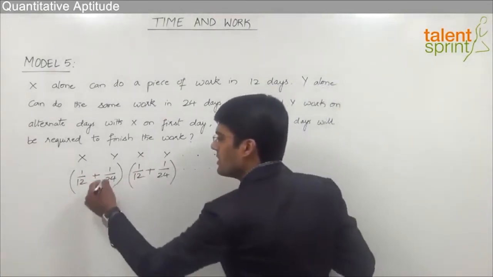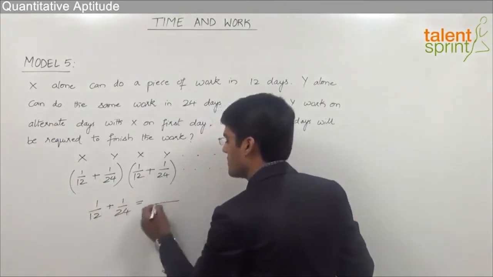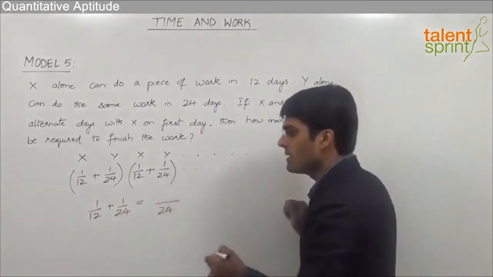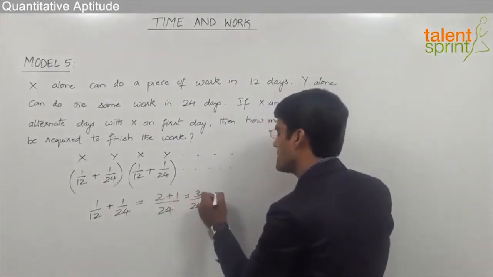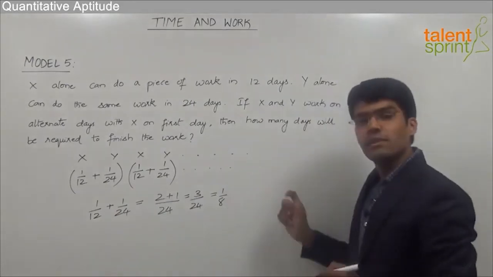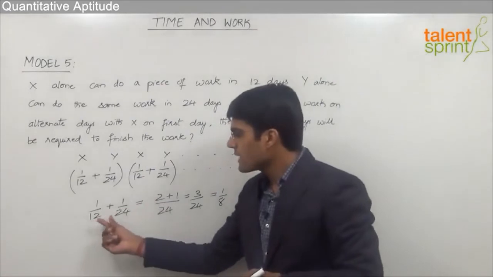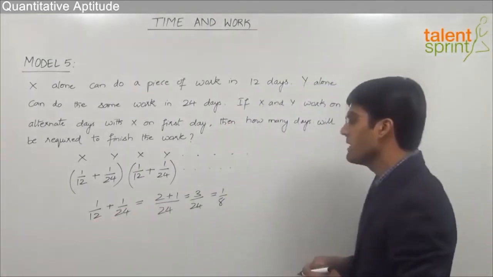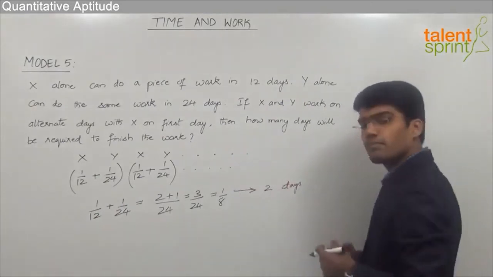Now on the first 2 days we can find that the work that is over is 1 by 12 plus 1 by 24. So if you take 24 as LCM here, 12 goes 2 times and 24 once. So this is 3 by 24, which is 1 by 8. So very clearly 1 by 8 of the work is over in 2 days, because the first day work is 1 by 12, second day's work is 1 by 24. So 1 by 8 is done in 2 days.